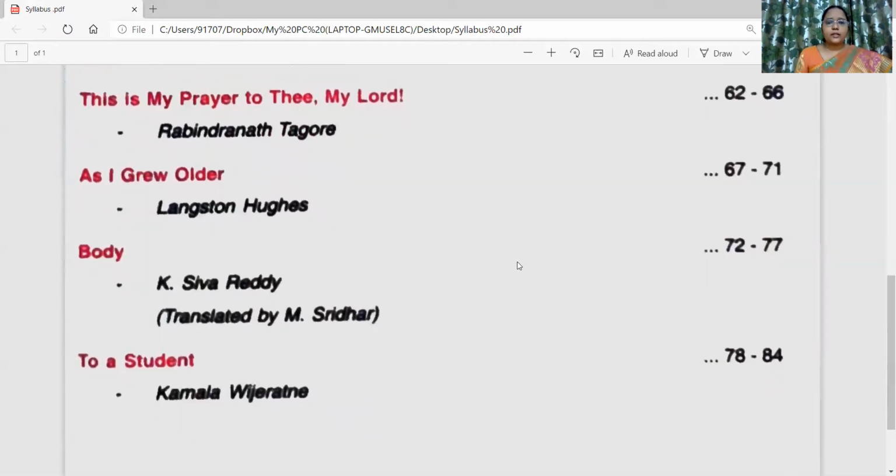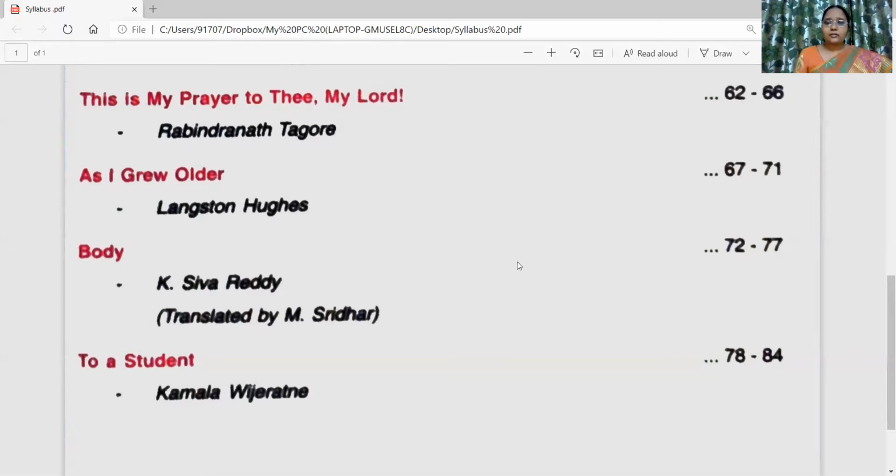Next one is This Is My Prayer to Thee, My Lord, written by Rabindranath Tagore. He's a great motivational speaker and also a writer. And his prayer: how to pray to God, for what reasons we have to come to God, and what we ask of God, what must be our prayer, our daily prayer.